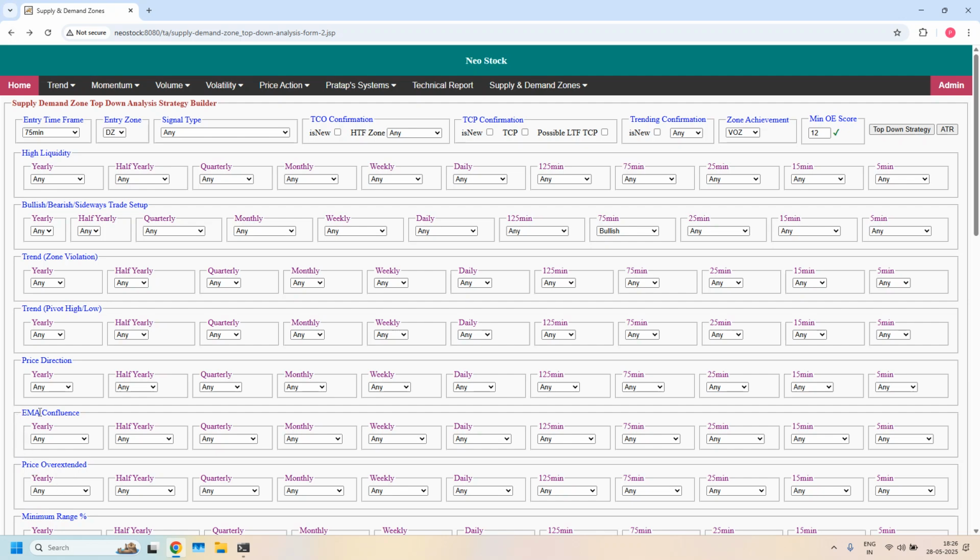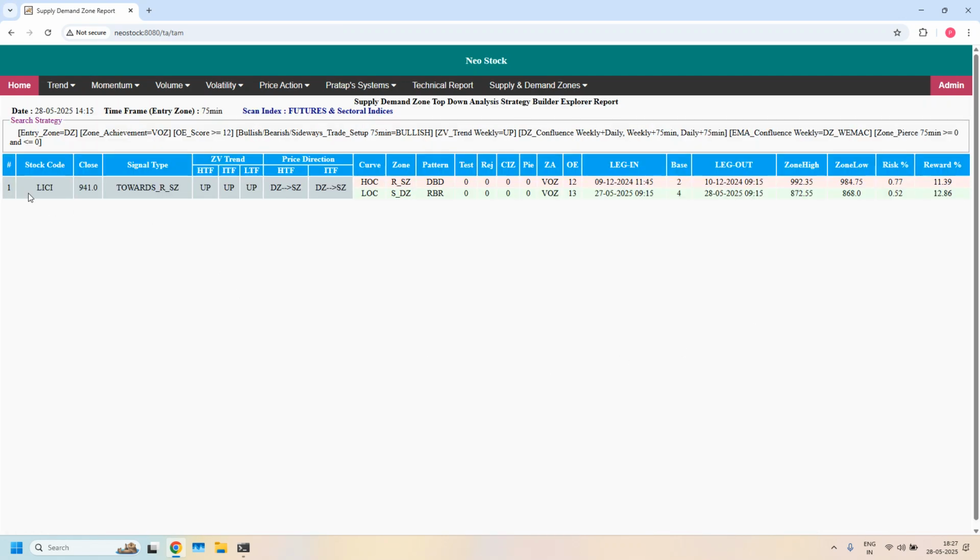Let's verify. EMA confluence at weekly, checking whether the weekly demand zone has a weekly EMA. At the same time, the trend on the weekly should not be sideways. It should be only uptrend because it is a bullish trade setup. So this one stock is filtered. That way this 75 minute demand zone might have a higher probability of success. Provided the lesson 20 concept supports it, otherwise the zone will be violated.